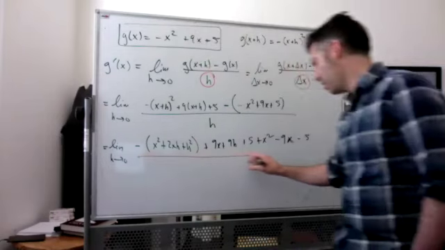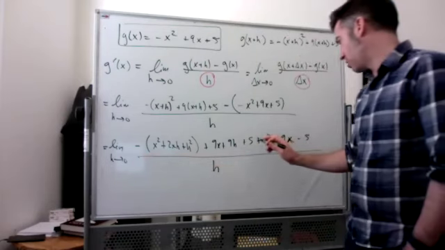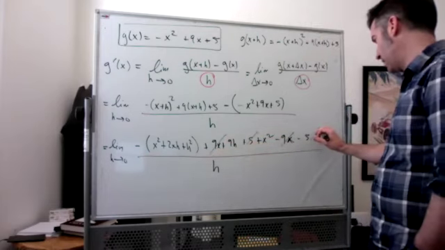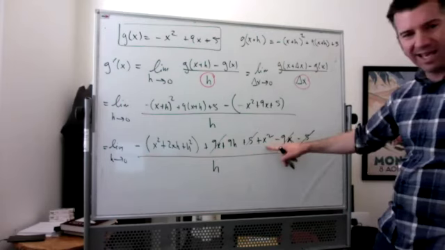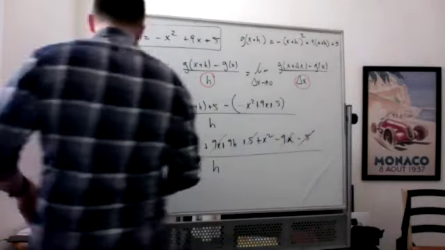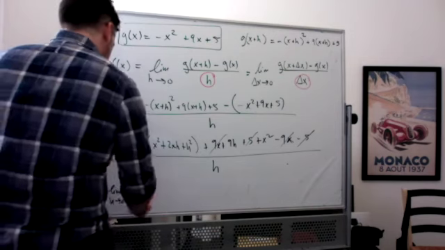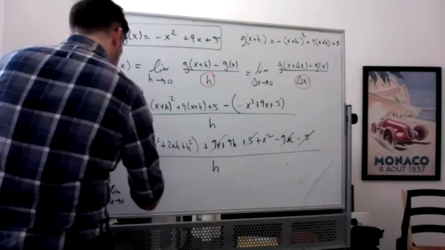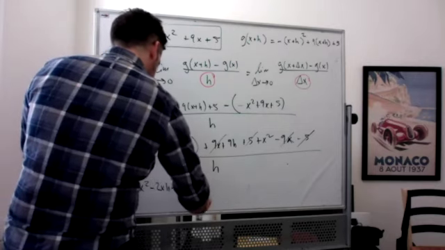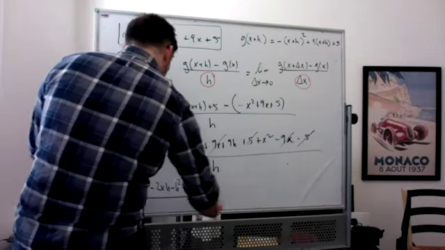All divided by h. Okay, let's cancel what we can cancel. So the 9x and the minus 9x cancel. The 5 and the minus 5 cancel. I can't quite cancel this x squared yet because I should distribute this minus sign first. So this is going to be the limit as h goes to 0 of, let's see, negative x squared minus 2xh minus h squared plus 9h plus x squared all over h.